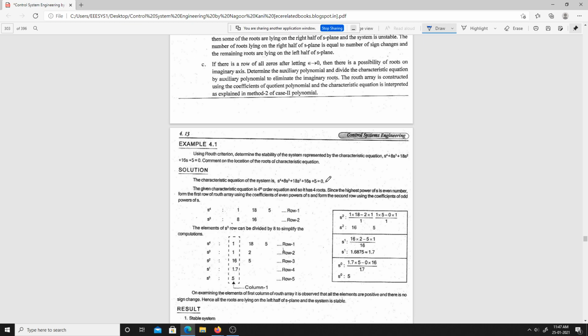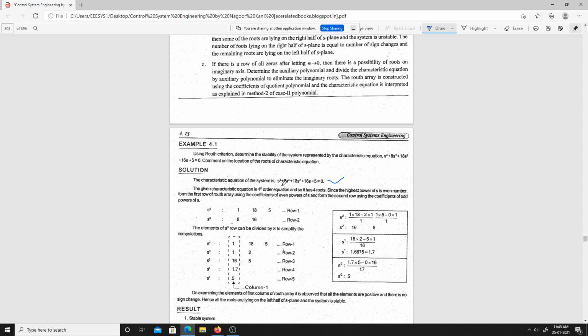So this is the characteristic equation that we are having. It is a fourth order equation, so it has four roots. Since the highest power of s is an even number, the highest power of s that we are having is even.